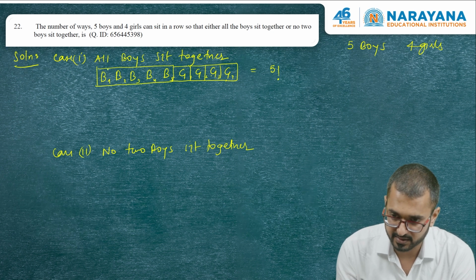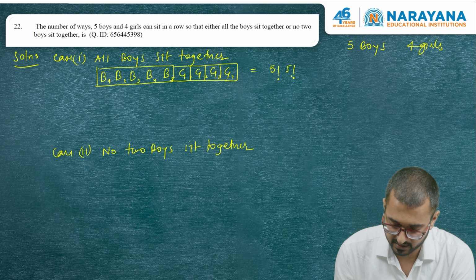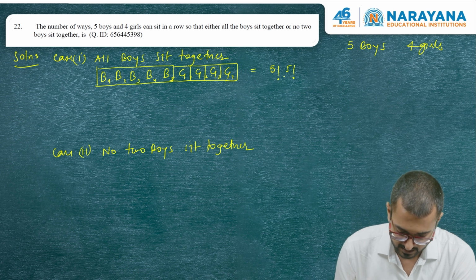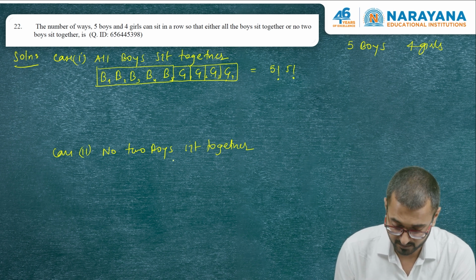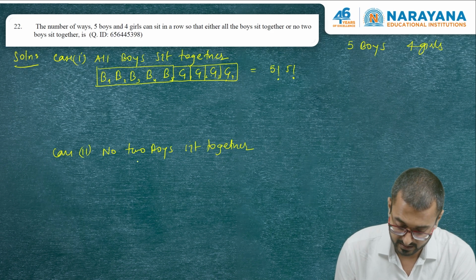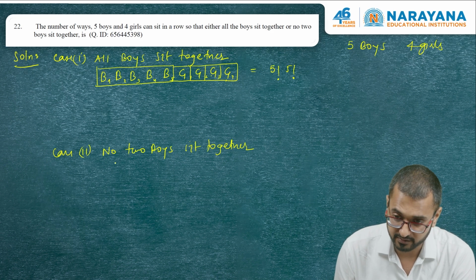They also can interchange among themselves, so it will become again 5 factorial. So yes, and now no 2 boys sit together. No 2 boys sit together in the sense that we have to use the gap method now.